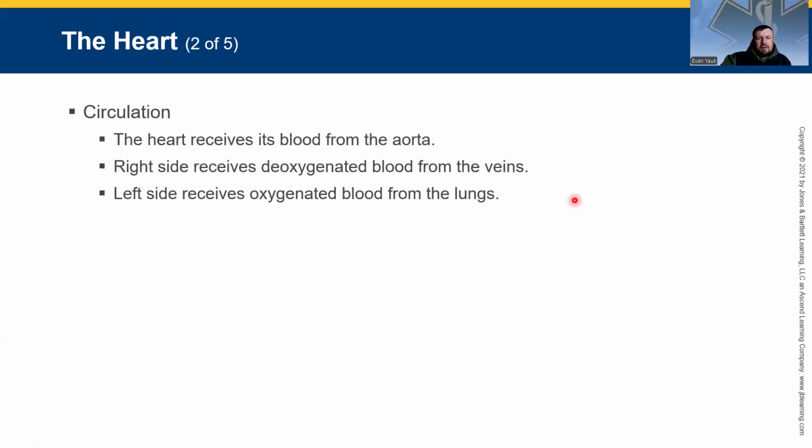So circulation: the heart receives its blood from the aorta. The right side receives deoxygenated blood from the veins, and the left side receives oxygenated blood from the lungs.